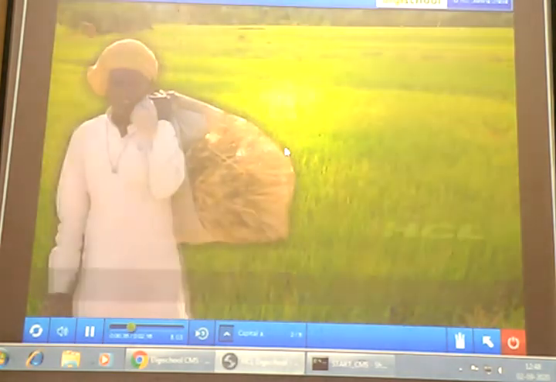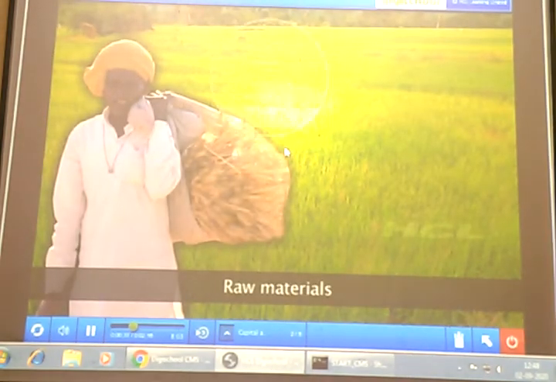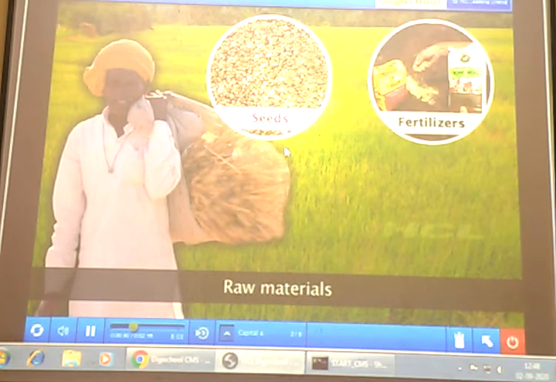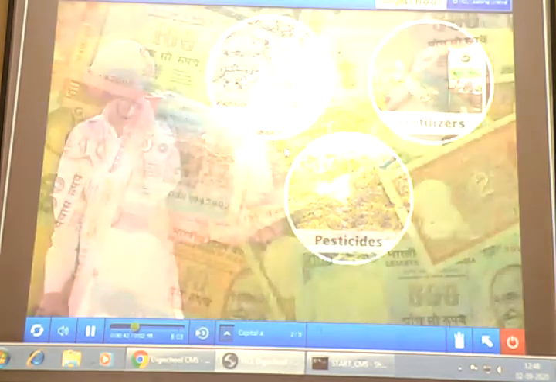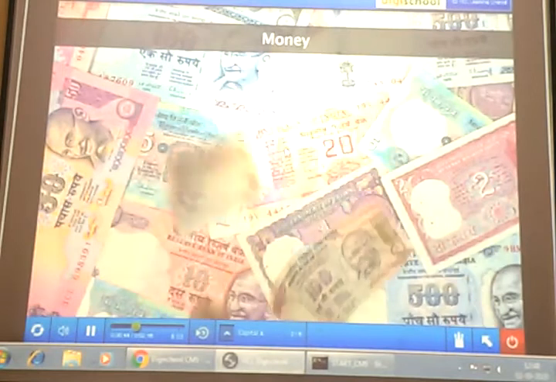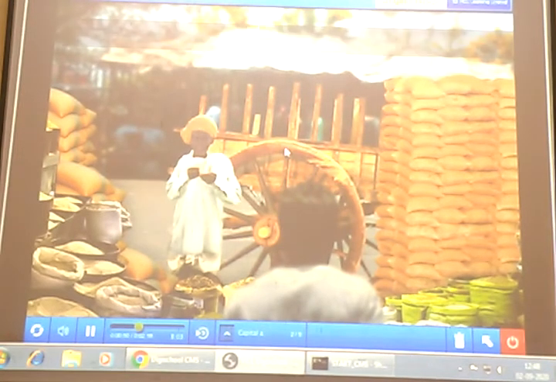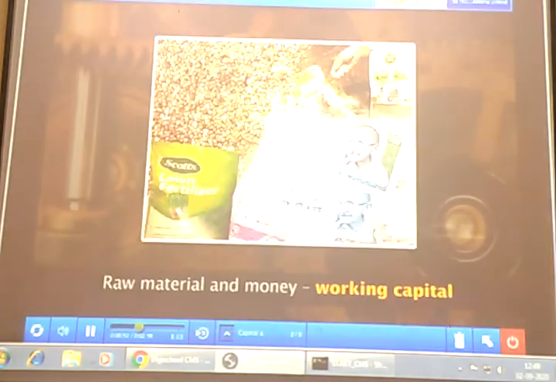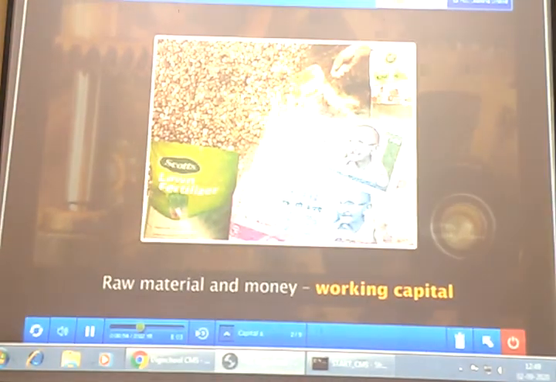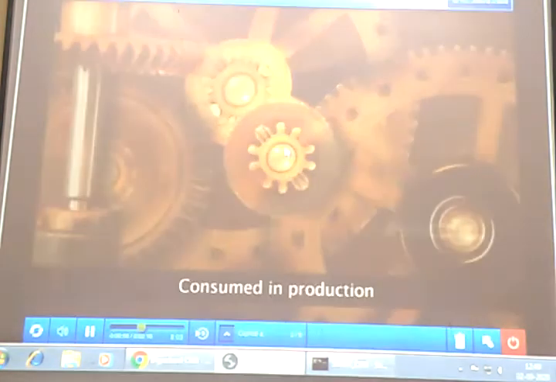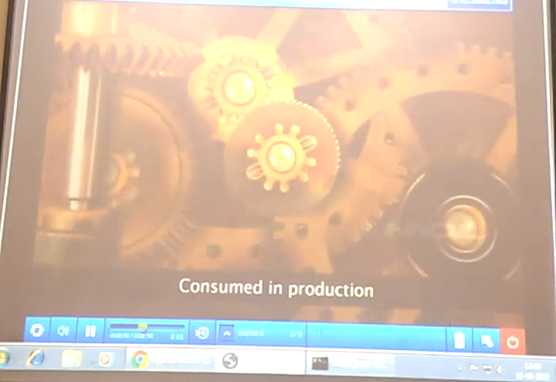Gopal needs raw materials such as seeds, fertilizers, and pesticides. He also needs money to pay his farm laborers and buy the raw materials and other agricultural equipments. Raw material and money are called working capital. They are consumed in the cycle of production.